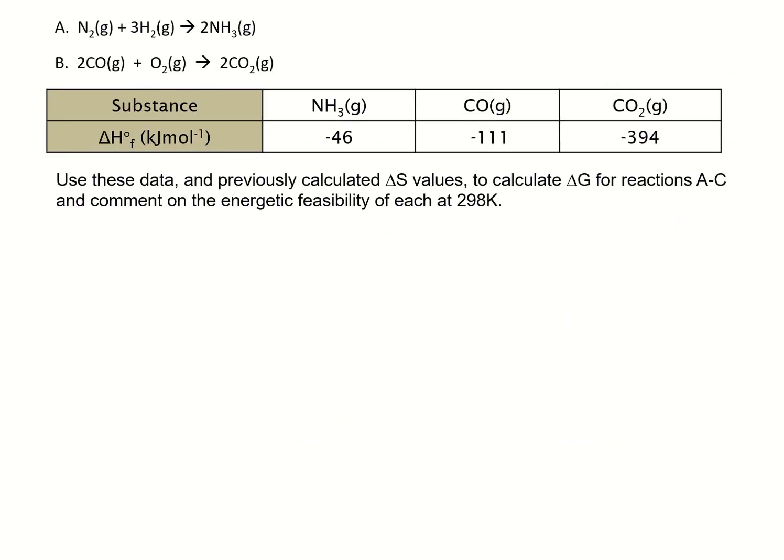Right, so let's have a look at a question here. I'll do the first one. You might want to pause the video and do the second one. We have been given our delta S values. We worked them out in a previous question, but we haven't been given our delta H values. So we're going to work out our delta G by using delta H minus T delta S.